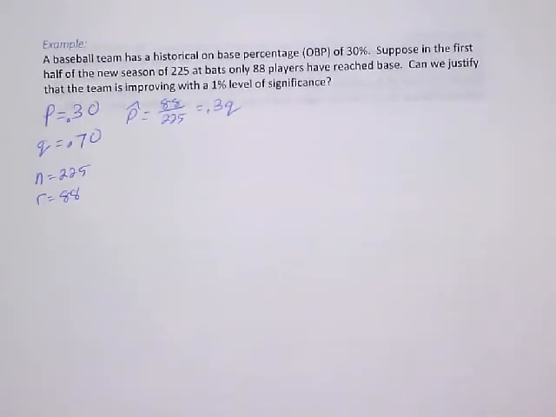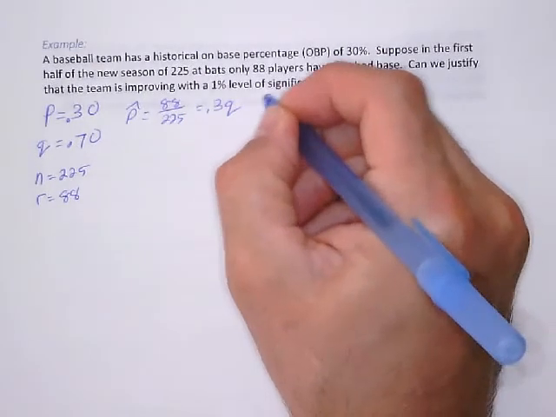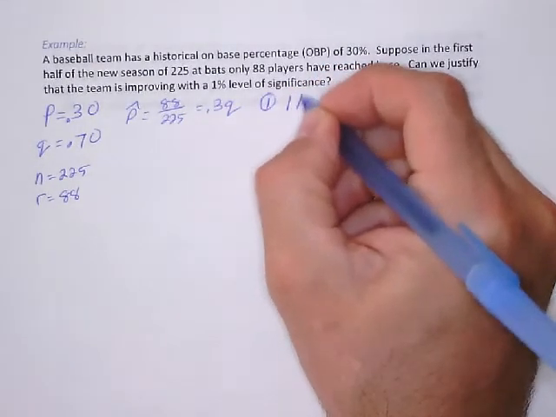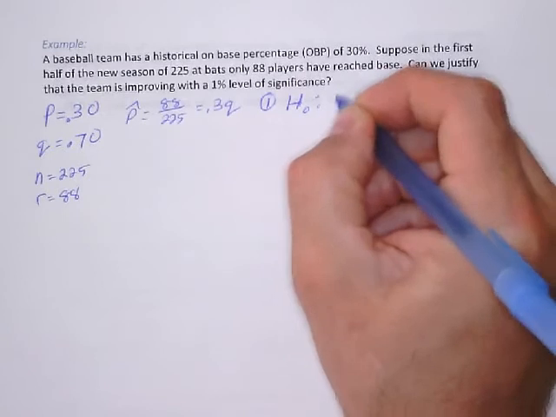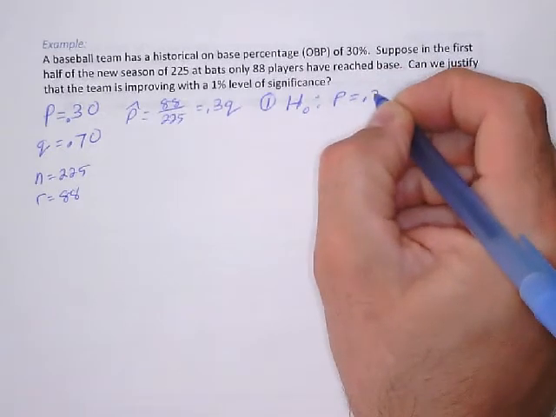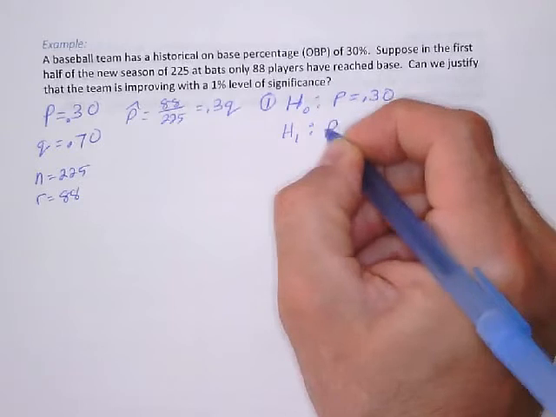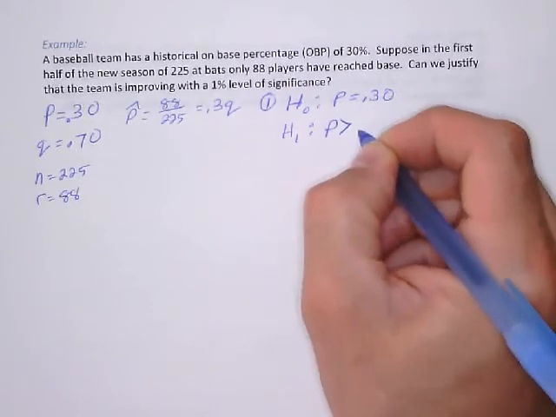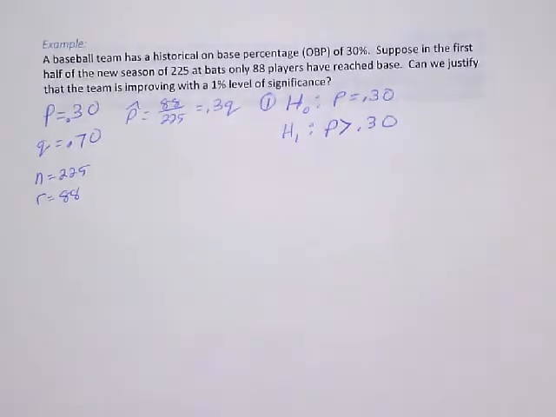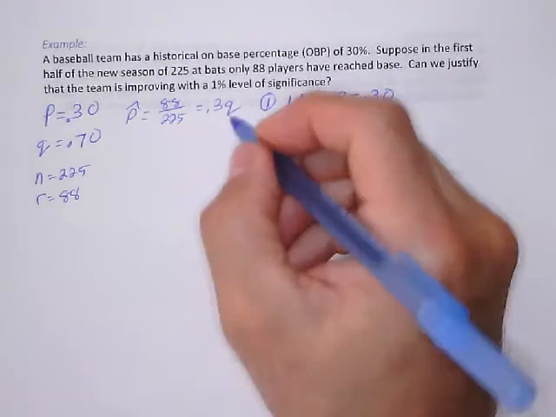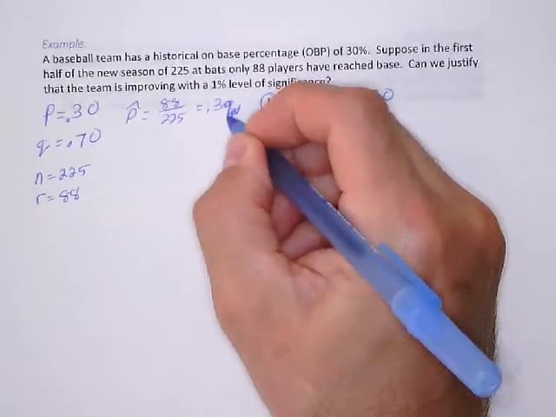All right. So we'll establish our null and alternate hypotheses. So the null hypothesis, P equals 0.30. The alternate hypothesis, P is greater than 0.30, because we want to know if they're improving. P hat is 0.39, not Q.